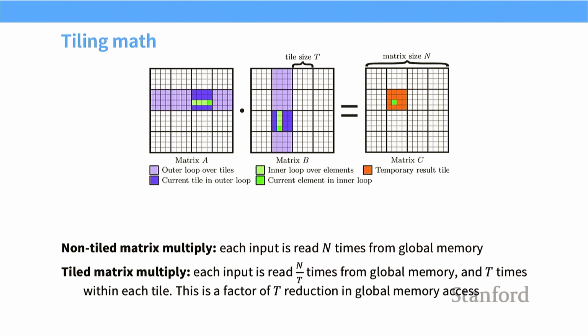So we can do a little bit of tiling math. We've got, let's say, a matrix A, a matrix B, and a matrix C. Let's say the full matrices, these are square matrices, are of size n. And let's say I have a tile of size t.